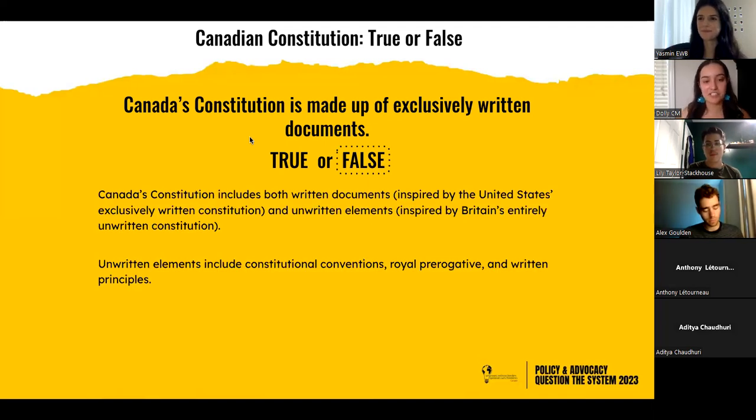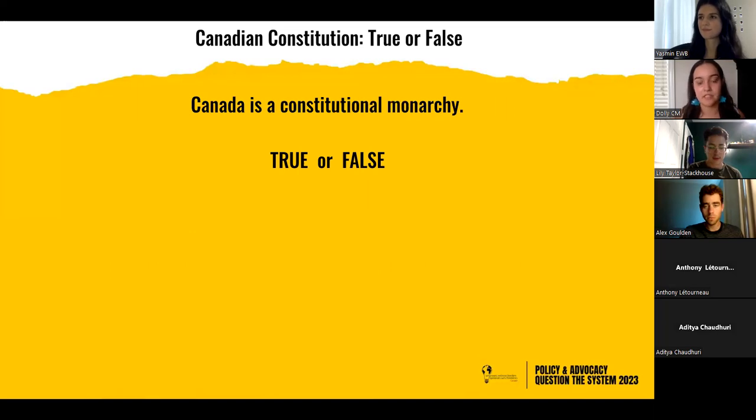Canada's constitution includes both written documents, inspired by the United States' exclusively written constitution, and unwritten elements, inspired by Britain's entirely unwritten constitution. Unwritten elements include constitutional conventions, royal prerogative, and unwritten principles. So Canada is a constitutional monarchy.